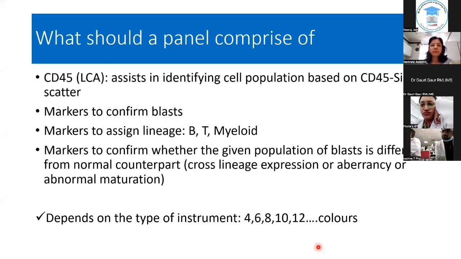So what should a panel comprise of? A panel depends on the type of flow cytometer you have, the number of fluorochromes you can read in your specific flow cytometers. But essentially, it has to have gating antibodies, which is most commonly CD45 or LCA. This assists in identifying cell population based on CD45 versus side scatter. Then a panel should have markers to confirm that these are blasts, then markers to assign lineage, and then markers to confirm whether the given population of blasts is different from normal counterpart. That is, there can be cross-lineage expression or aberrancy or abnormal maturation.